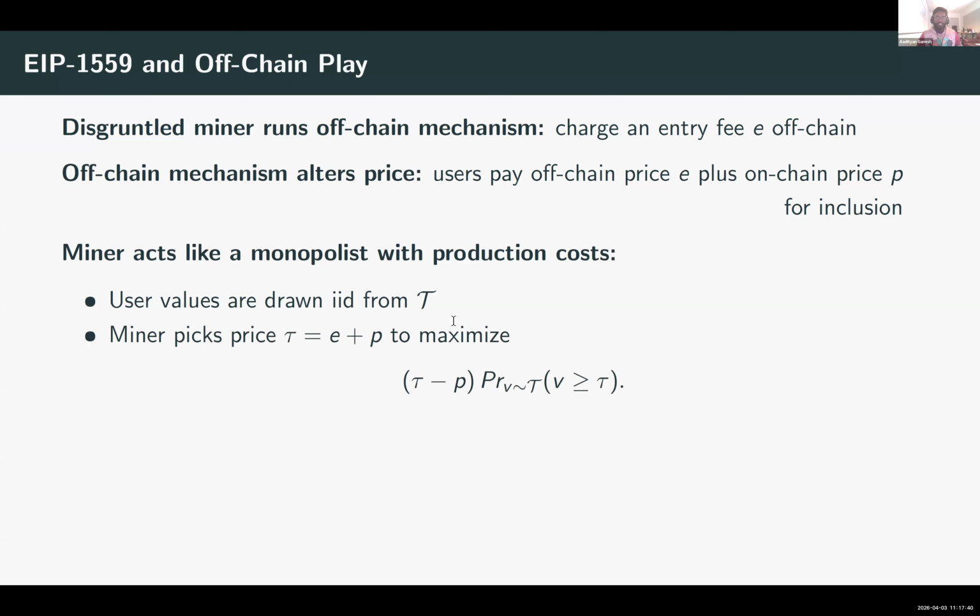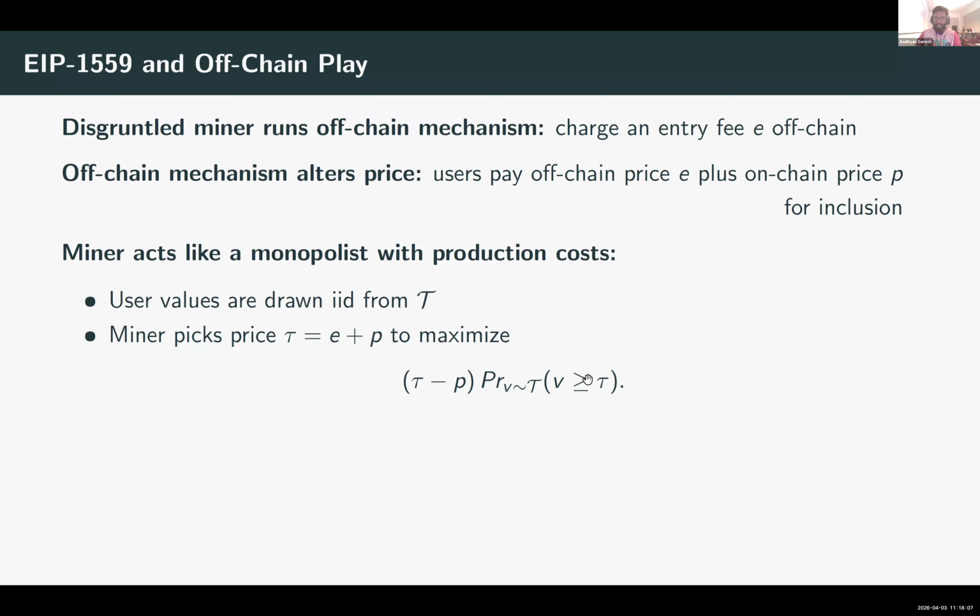So what the miner will do is pick tau, which is going to be the total payment that the users have to pay, out of which E is going to come to the miner. So if a user ends up paying tau, what is the revenue that the miner is going to get? The total payment made by the user is tau, out of which P is going to go to the blockchain, like P is going to get burned. So conditioned on including a user, the miner is going to get a revenue of tau minus P.